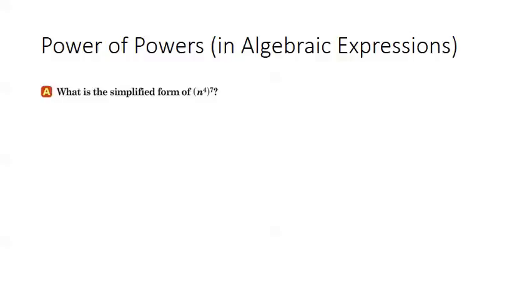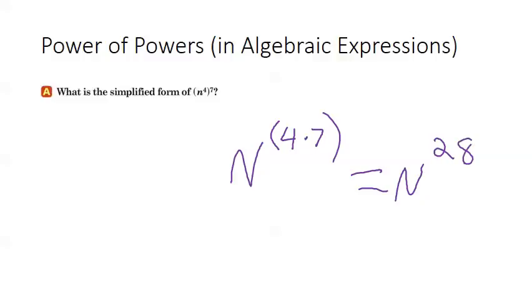Power of powers. Again, same exact thing, except now we've got letters. So what's the rule for power of powers? Hopefully you said, oh, you multiply the exponents. The same thing here. A to the power of 4 times 7. What's 4 times 7? 28. So the answer is a to the power of 28. That took, what, like 15 seconds to solve? I mean, it's pretty straightforward. Once you know the five rules, you shouldn't have too much trouble with exponents.